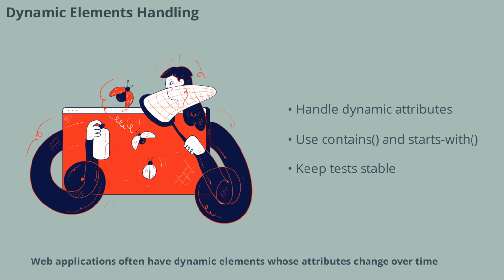Web applications often have dynamic elements whose attributes change over time. Selenium provides methods like contains and starts-with in XPath to handle such cases. By using these techniques, you can create robust locators that adapt to changes, ensuring your tests remain stable.